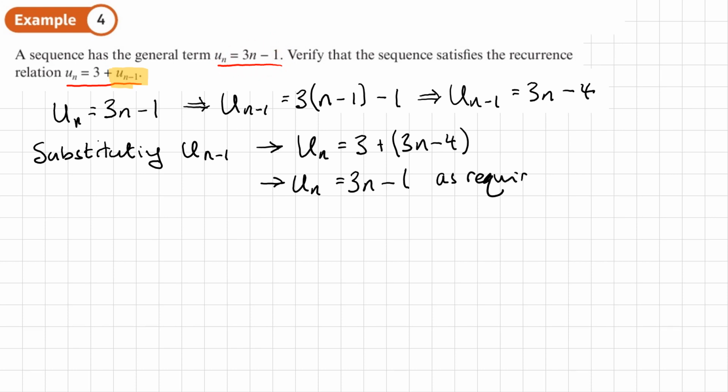So this is how we do this type of question. Rearrange the general term into the form maybe un plus 1 or un minus 1 or un minus 2, whatever's in the recurrence relation. Substitute it in and you should get the same general term that you started with, and that proves that, or verifies that, this sequence satisfies this recurrence relation.